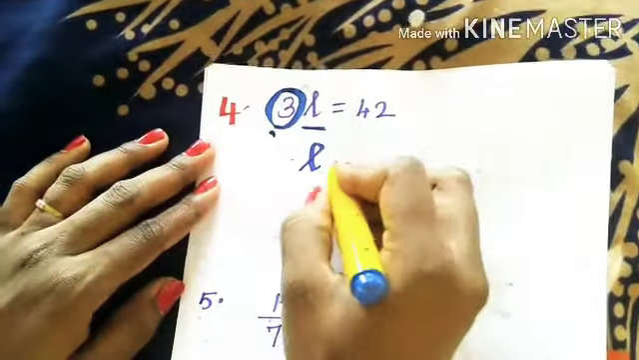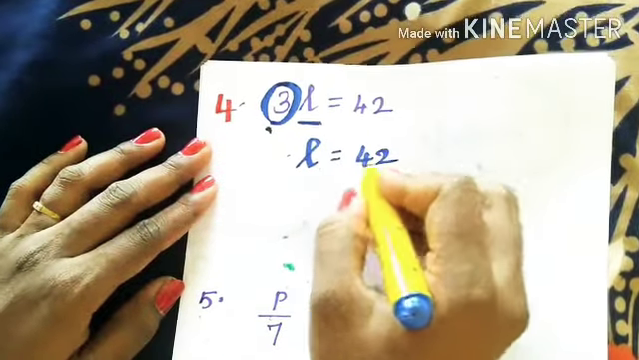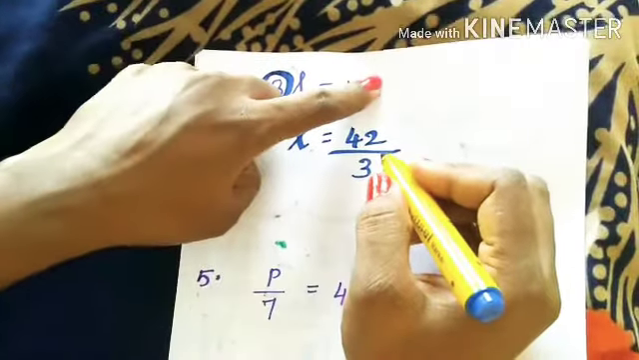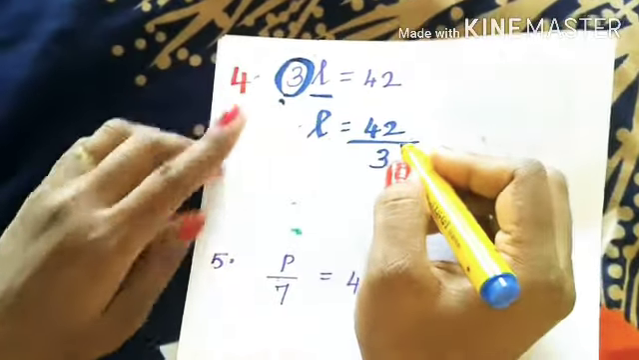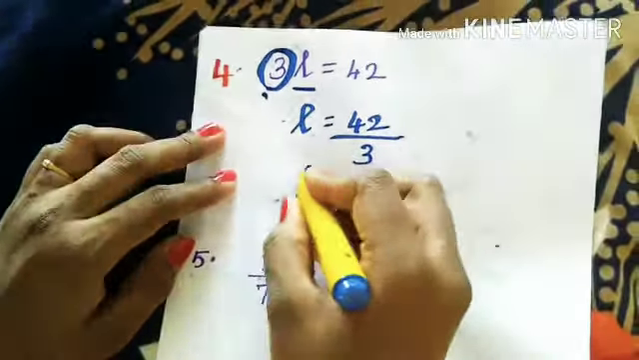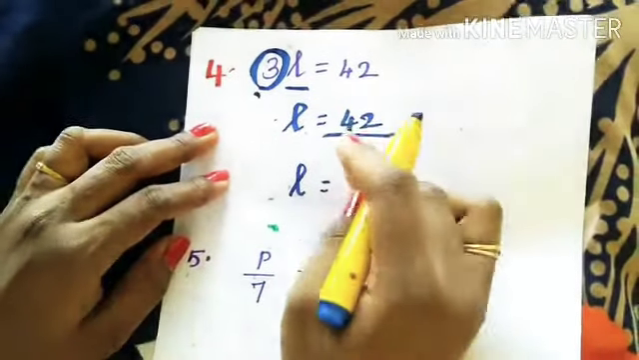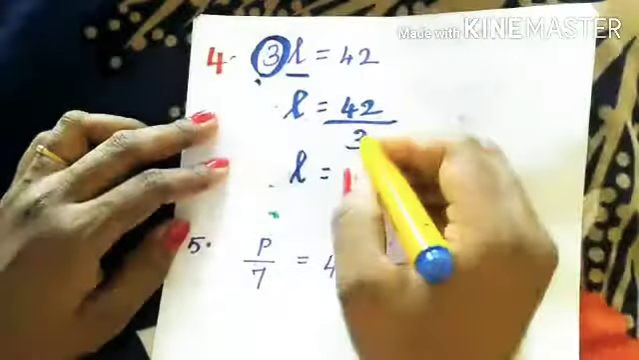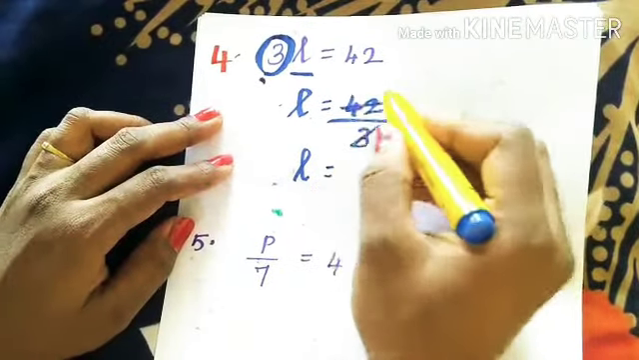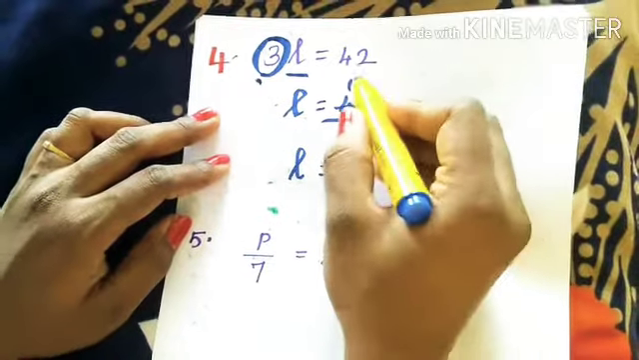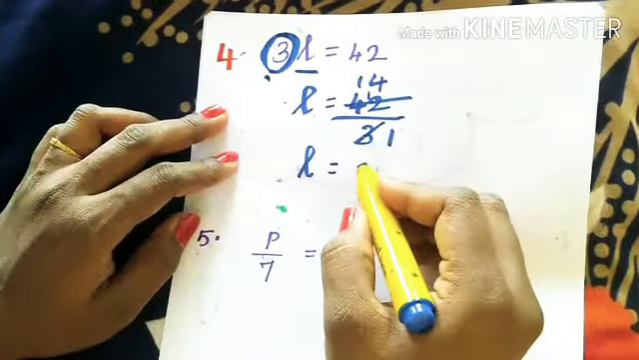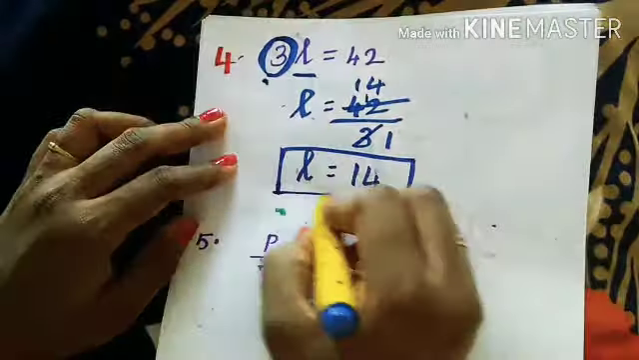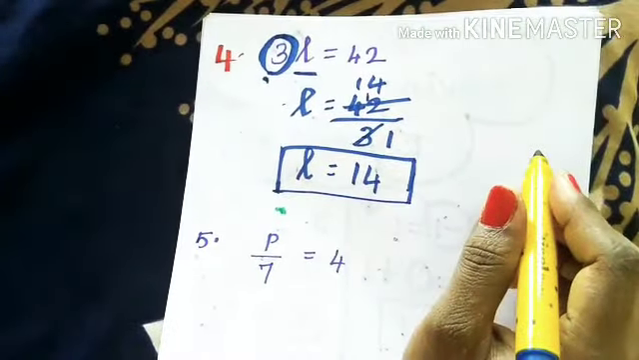So L is equal to 42 divided by 3, because this side you are having multiplication, and when it goes to that side of the equal to sign, it becomes division. When you divide, 1 3 is 3, 1 3 is 3, remainder 1, 4 3s are 12. So 14 is your answer. Highlight your answer like this. Draw a double line after each and every problem.